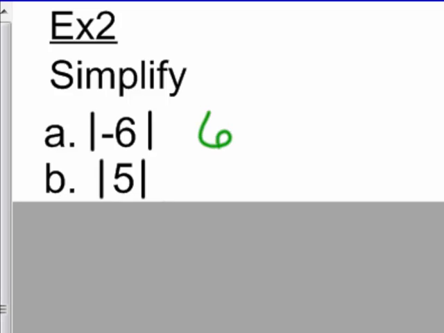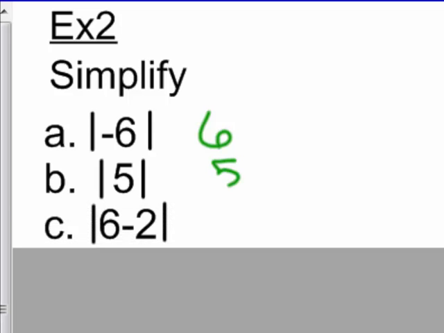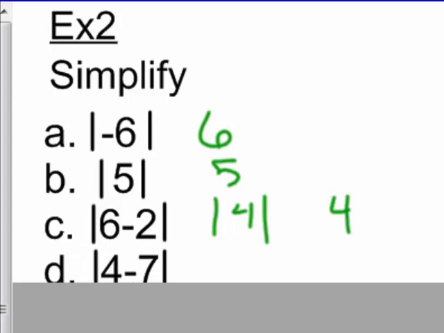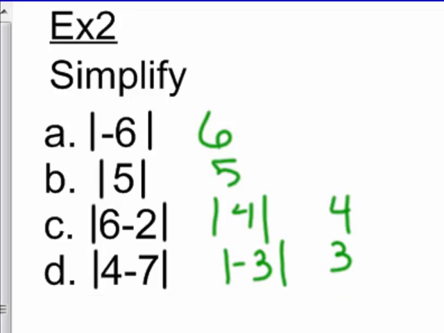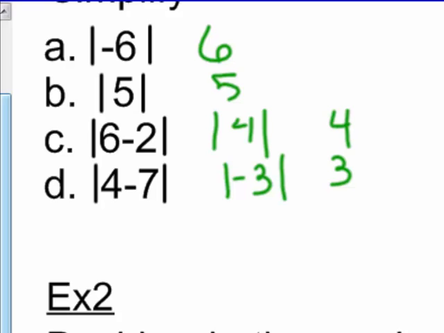So we simplify these. The absolute value of -6, how far is -6 away from 0? 6. In B, the absolute value of 5 is 5, the distance away from 0. In C, the first thing I'm going to do is what's inside. The absolute value of 4 is 4. In D, the absolute value of -3 is 3 there. So I do what's inside first, then I take the absolute value. I cannot split it up or do anything like that.